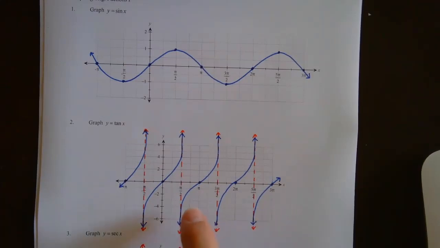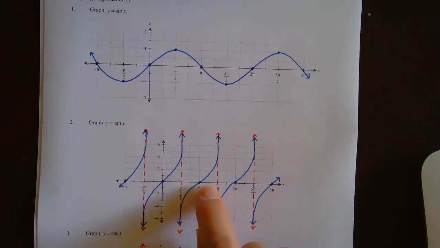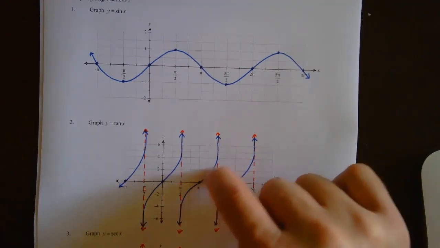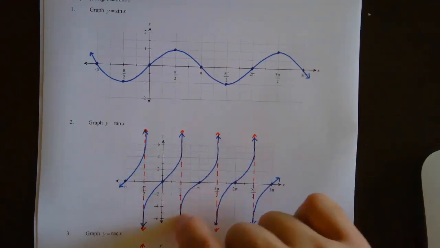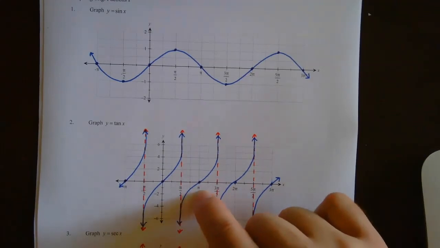For instance, pi to 3 pi over 2, both the x and the y are negative in here, okay? All right, so that makes it positive. That's why this part is above, okay? And this part's below because between pi over 2 and pi, x is negative, but y is positive, okay?